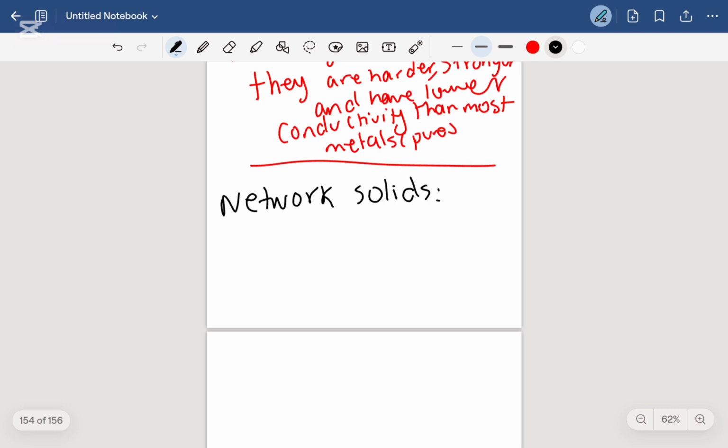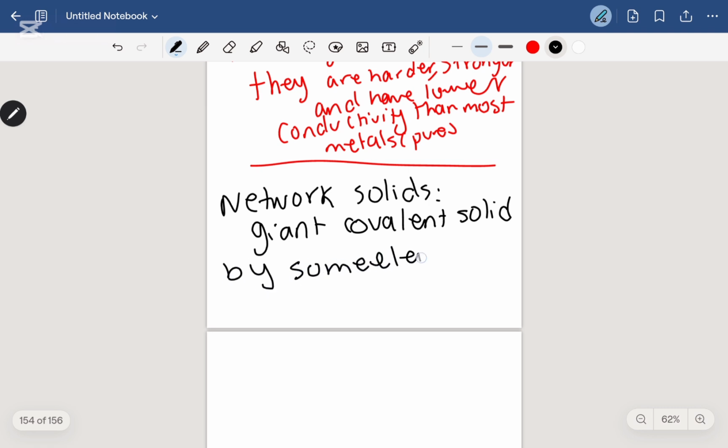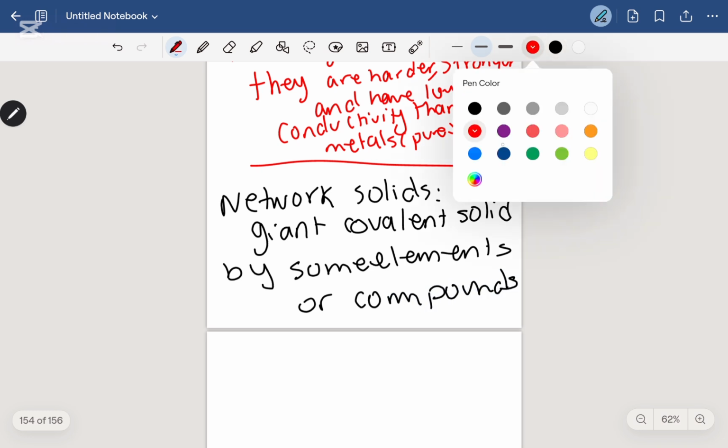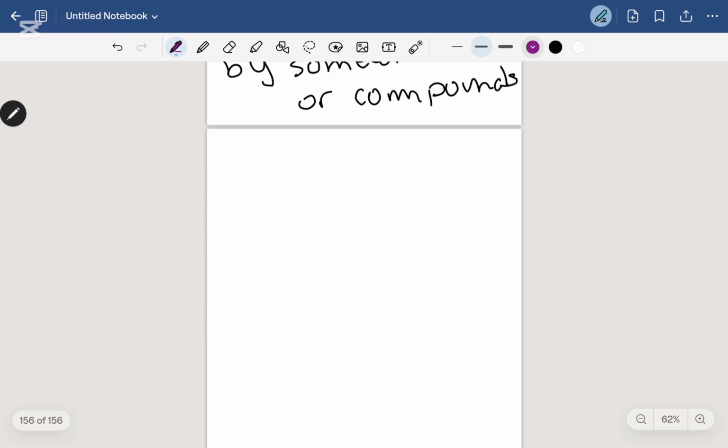So, to define network solids, it is a giant covalent solid, okay, by some elements or compounds. All right. So now let me just change the color a bit so it's not too boring.